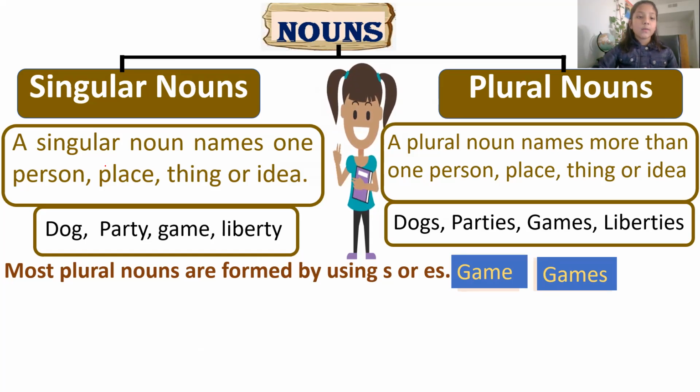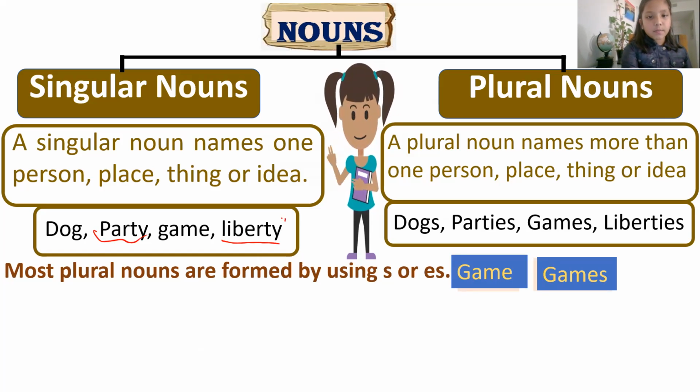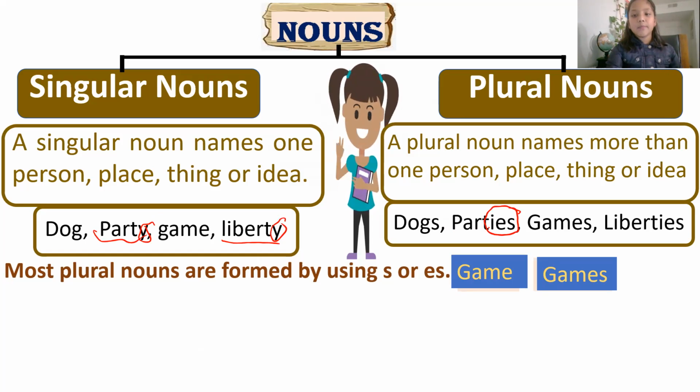There's also a rule where you drop off the y and add ies to make it plural. Like, as you can see here, party and liberty both end with a y. We can't just add an s or es. We take the y off and add ies, like parties or liberties.